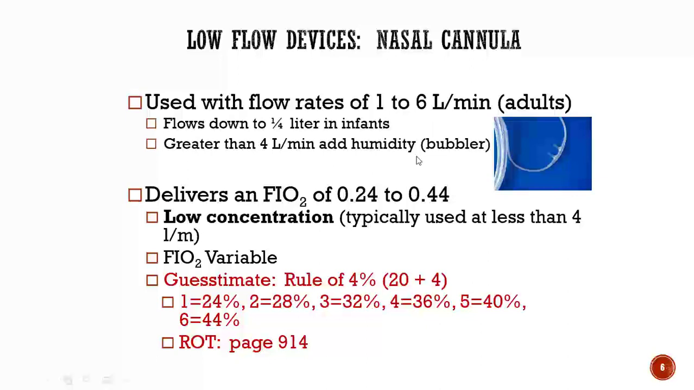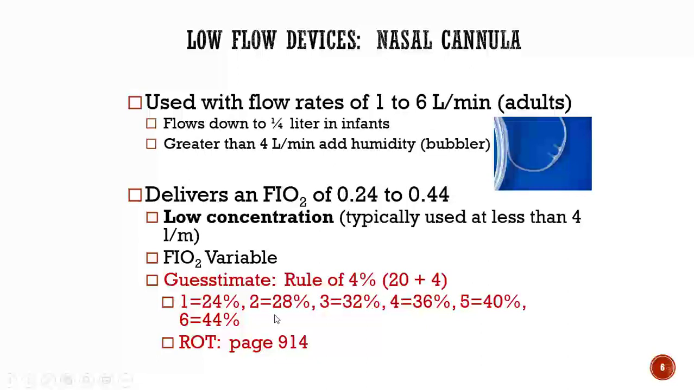So how you can estimate the FiO2 of a nasal cannula, and again, we don't report the FiO2 because it is a low flow device, is that for each liter, you get about 4% of increased oxygen. If you're thinking about room air being 21% oxygen, we use 20 for the ease of math. You'll see that room air often gets rounded down to 20% just for ease of math. So 1 liter would be 24. 2 liters would be 28%. 3 liters would be 32%. And so on and so forth. So it's a guesstimate rule, the rule of 4%. So just 20 plus 4.